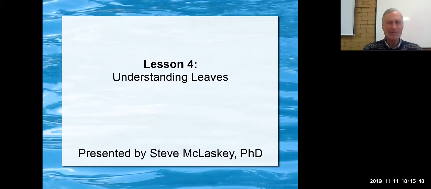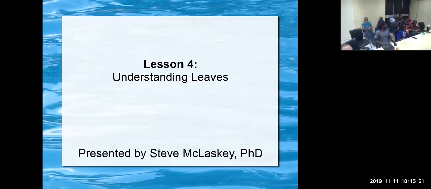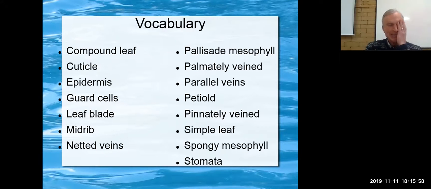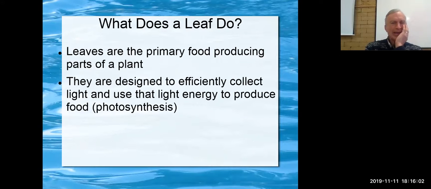So today we're going to talk about leaves. Lots of vocabulary. We'll see how far we get through this. So what does a leaf do? The main thing is they're the primary food-producing parts of the plant. They're designed to efficiently collect sunlight and use the light energy to produce food. They convert light energy into food energy.